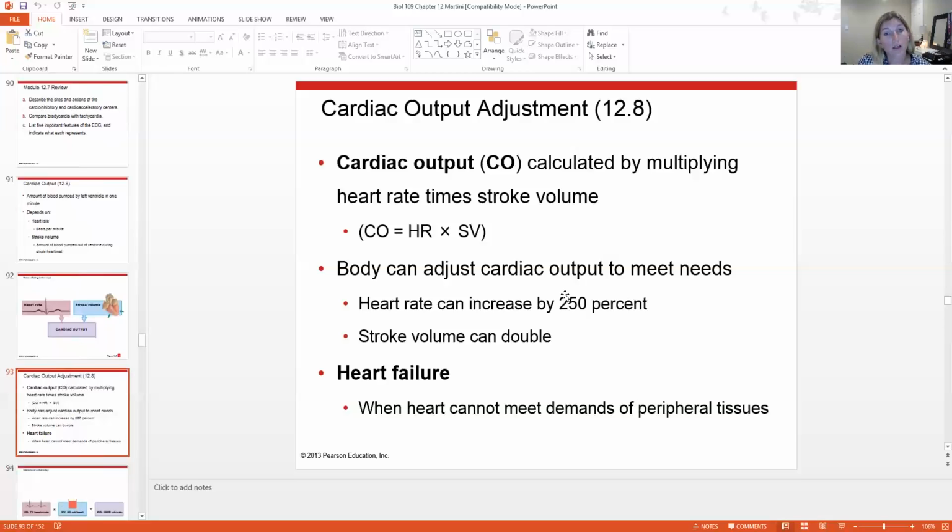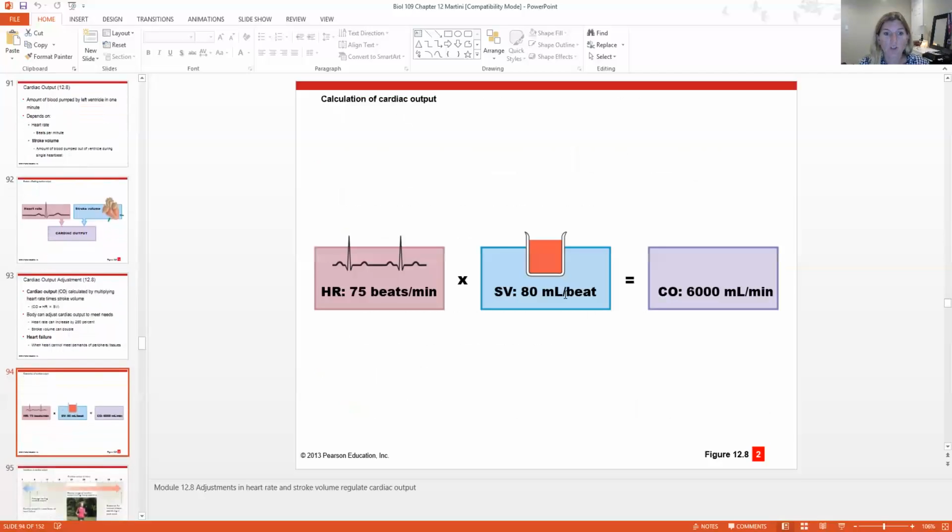Heart failure is when the heart cannot meet the demands of the peripheral tissues. It can be very dangerous. So on average, 75 beats per minute, 80 milliliters of blood per beat or per contraction, you're going to get about 6,000 milliliters per minute of blood pumped out of your left ventricle. Kind of crazy, right? 6,000 milliliters, 6 liters, right? That's 3 2-liter bottles every minute.